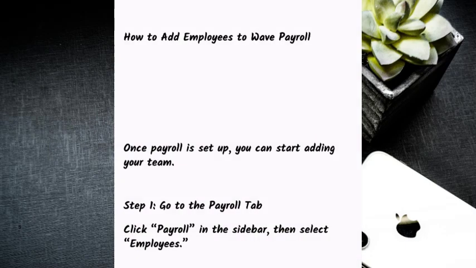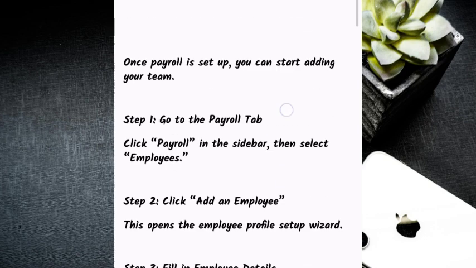In today's video, we're going to talk about how to add employees to Wave Payroll. Once Payroll is set up, you can start adding your team. And here's how to do it. First step, go to the Payroll tab. You're going to click Payroll in the sidebar, and then you're going to select Employees.